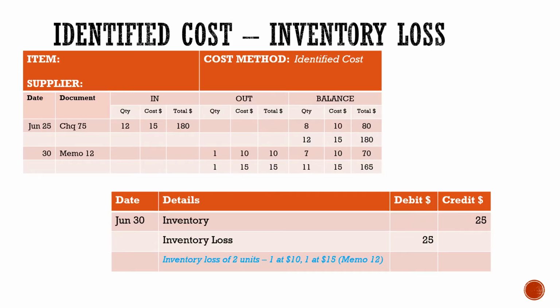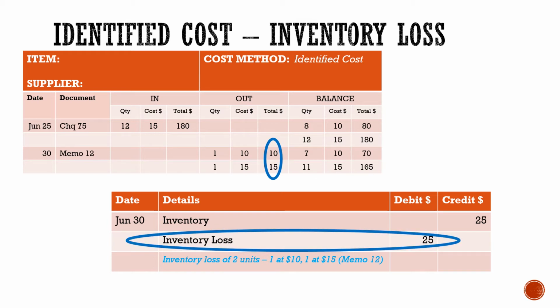In the inventory card, we can see that we have a loss of $25. This is recorded in the general journal by debiting $25 to the inventory loss account. The reason why this is a debit to the account is because inventory loss is an expense to the business. On the other side, we credit $25 to the inventory account to show a decrease in the inventory.